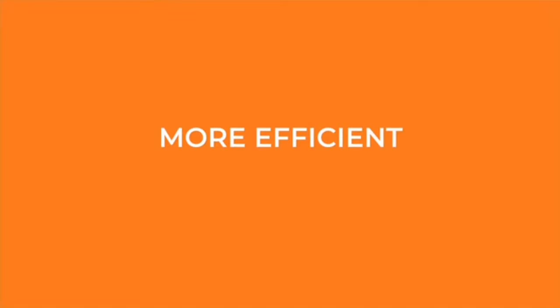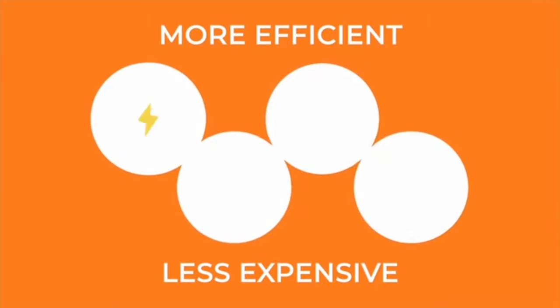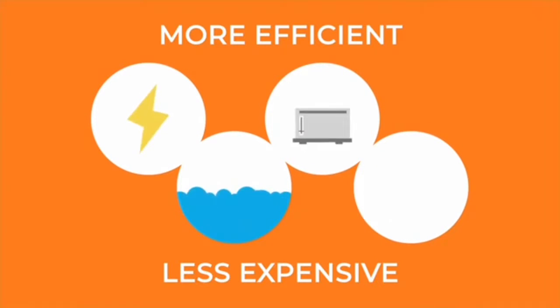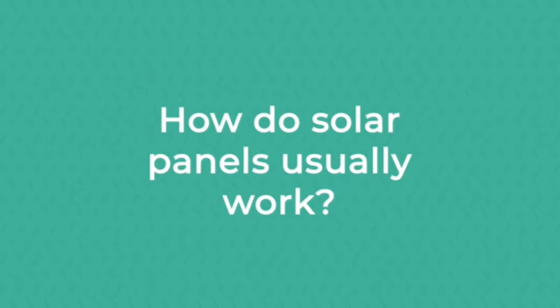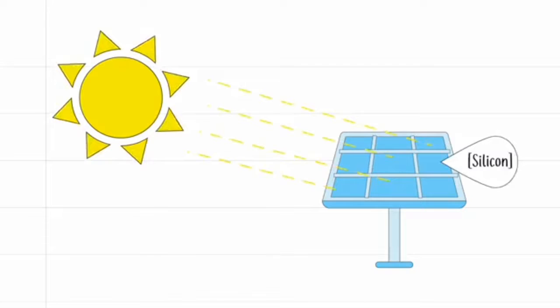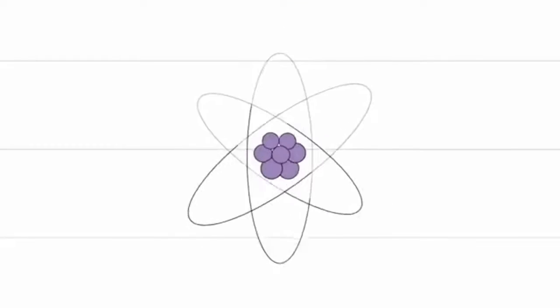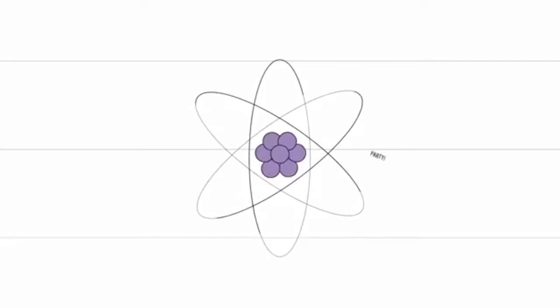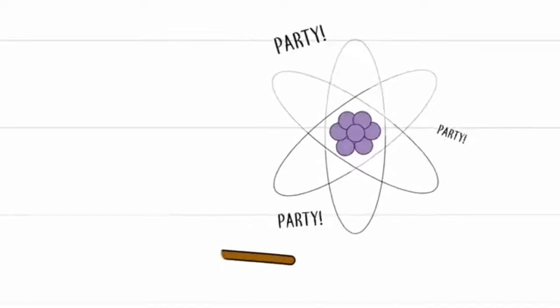Today, solar technology is more efficient and less expensive, and is used all around the globe to create electricity, heat water, cook food, and even power vehicles. So how do solar panels usually work? When the sun hits a solar panel, material inside, usually silicon, absorbs the energy. This causes the electrons in its atoms to get very excited and start dancing around. The atoms then get hot and shed the electrons, which travel out of the panel, through copper wiring, and zap!